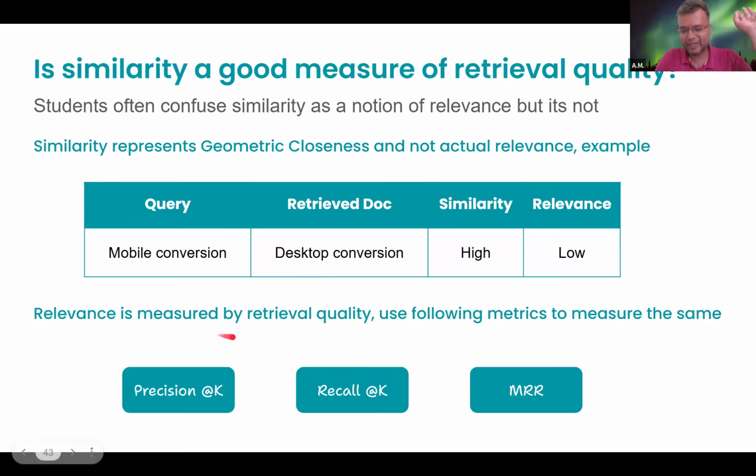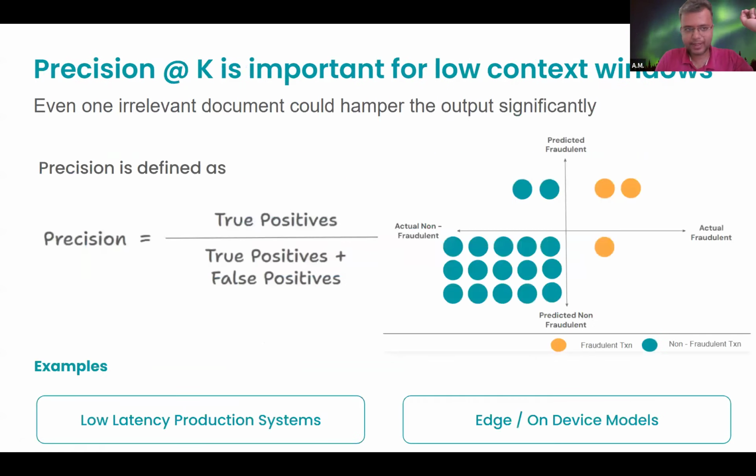If you want to check the retrieval quality, you should start measuring metrics such as precision at K, recall at K, and MRR, which is nothing but mean reciprocal rank. Now, what does each of these things mean? Let's understand in detail with the help of an example.